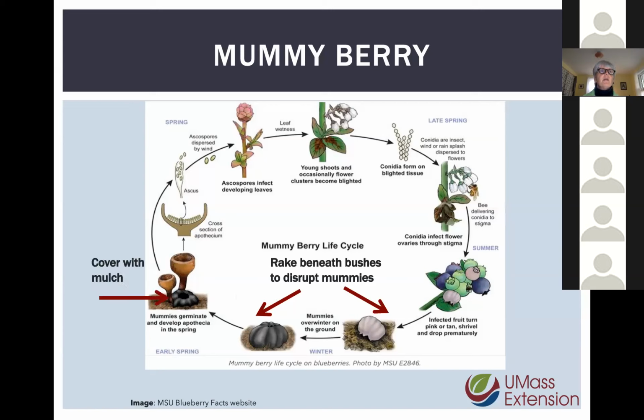Another opportunity we have is to cover the mummified fruit beneath the bushes with a layer of mulch. If we're mulching anyway, we can time our mulch application to cover those up and create a physical barrier so that the mushroom cups cannot release the ascospores.